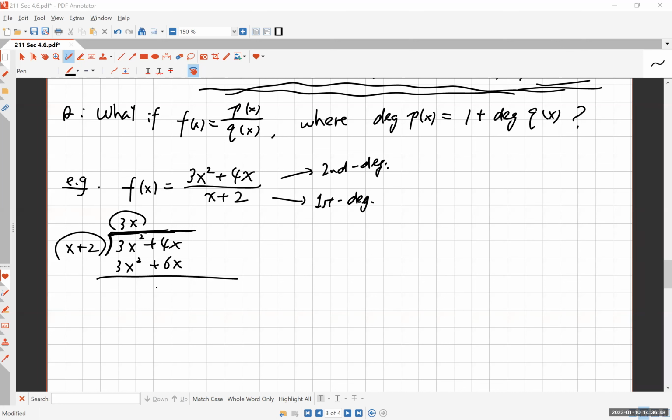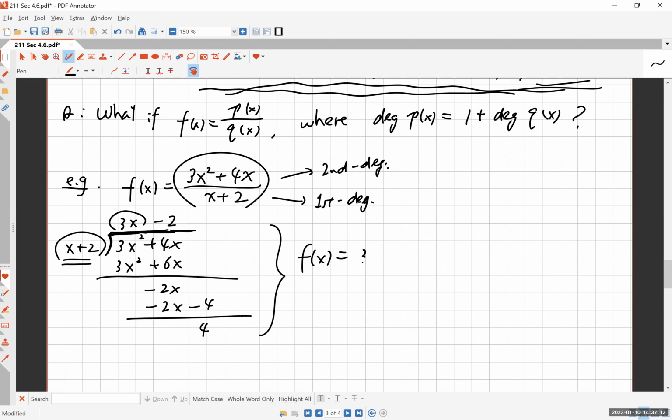It's 4x minus 6x, so negative 2x. Okay, and this divided by x plus 2, you put negative 2 here because then you have negative 2x minus 2 times 2, that's 4. And since you are subtracting this from that, it's 0 minus negative 4, and the answer is 4. All this to say, f of x, which is this fraction, is actually 3x minus 2 plus 4, the remainder, divided by the original denominator.